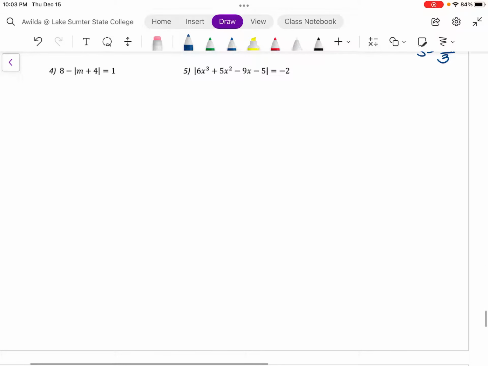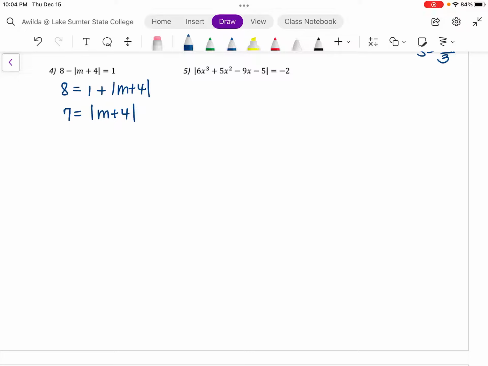In the next two examples, we have more interesting algebraic expressions to work with. In number 4, we have 8 minus the absolute value of m plus 4 is equal to 1. The first thing I note is that the absolute value expression is not isolated. Because there's a negative sign in front of it, I'm going to add the absolute value of m plus 4 to both sides. So we'll have 8 equals 1 plus the absolute value of m plus 4. Then I'll subtract 1 from both sides to get that 7 is equal to the absolute value of m plus 4.